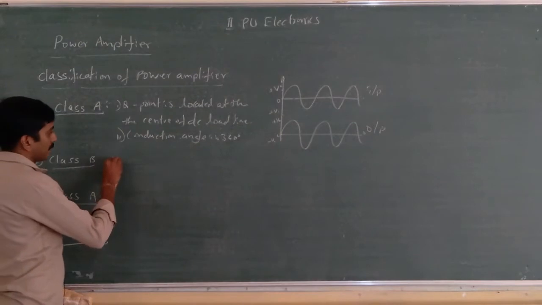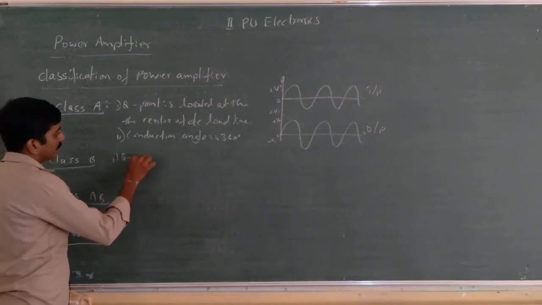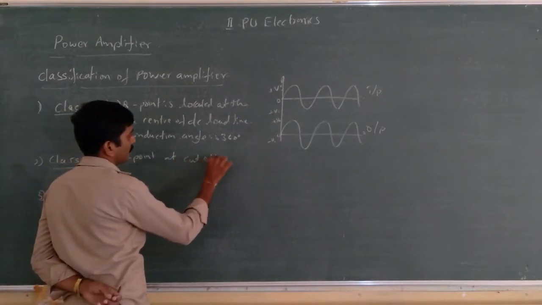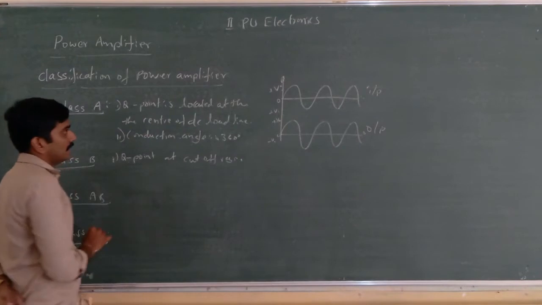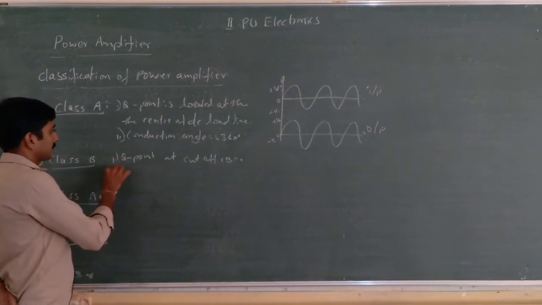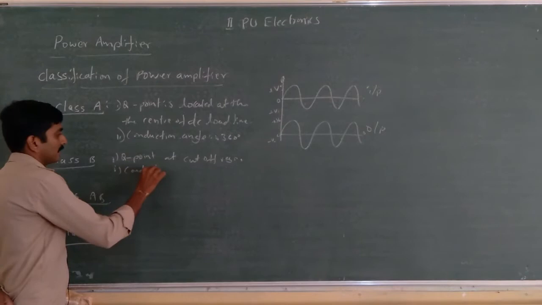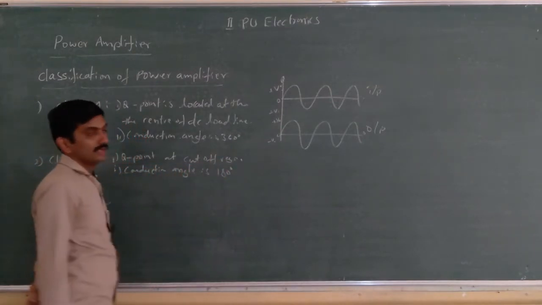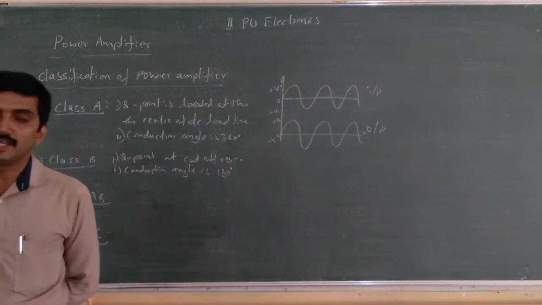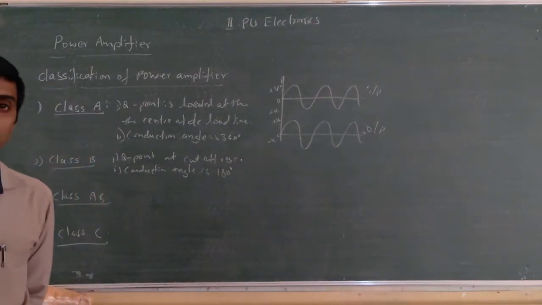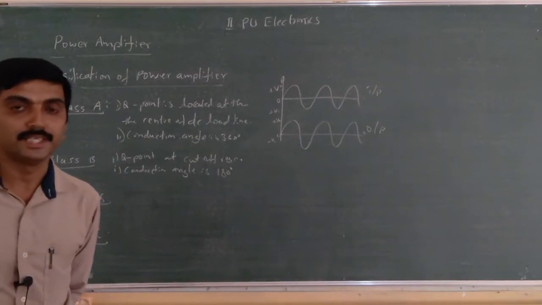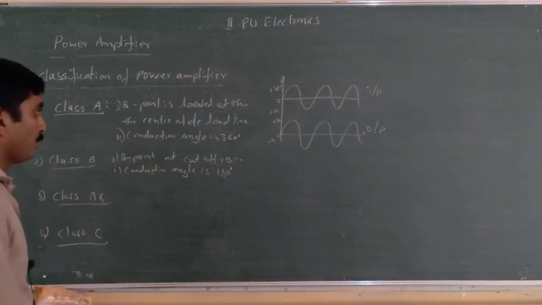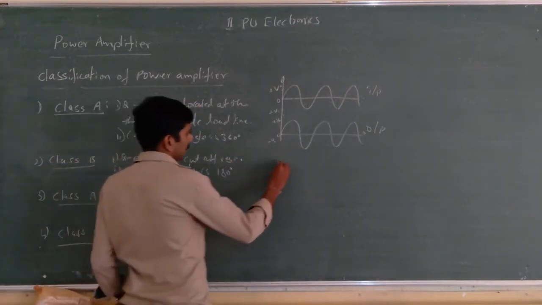In this type of amplifier, the Q point is at the cutoff region, and its conduction angle is 180 degree. It conducts only for the positive half cycle, and the negative half cycle is absent because one cycle is clipped off due to the cutoff point.